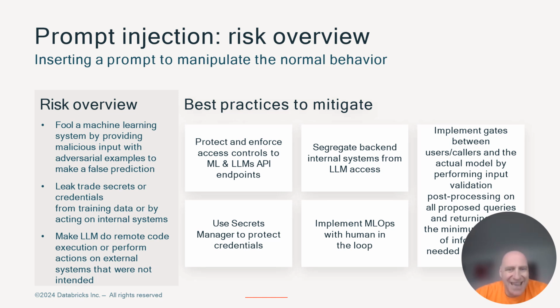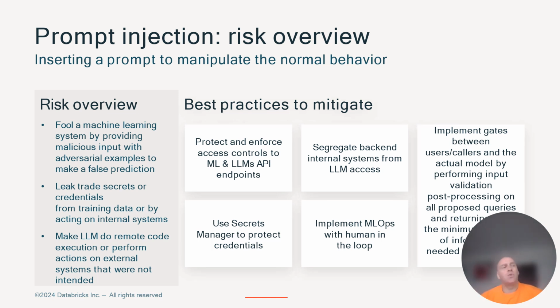So you can protect and enforce access controls to ML and LLMs via API endpoints. You can use Secrets Manager to protect credentials. You can segregate backend internal systems from LLM access. You can implement MLOps with human in the loop. So we looked at that in our previous videos as well. And you can implement gates between users and callers and the actual model by performing input validation and post-processing on all proposed queries, and returning the minimal viable answers needed.